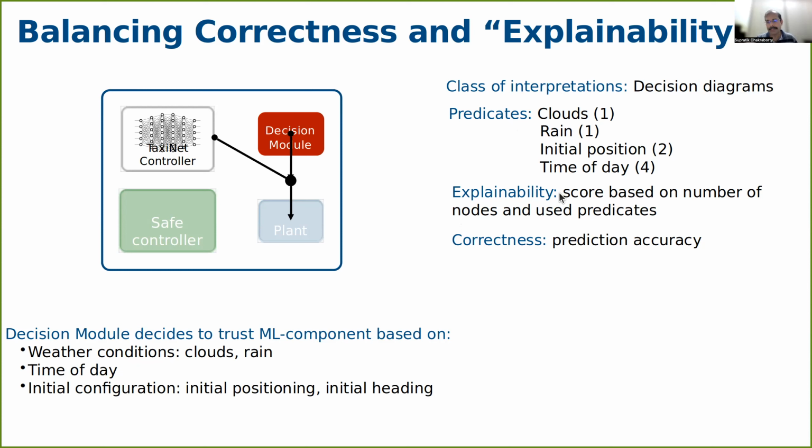The other is the explainability score, which is, is it a small decision diagram? Has it used the predicates that I really wanted to make use of? And so on.